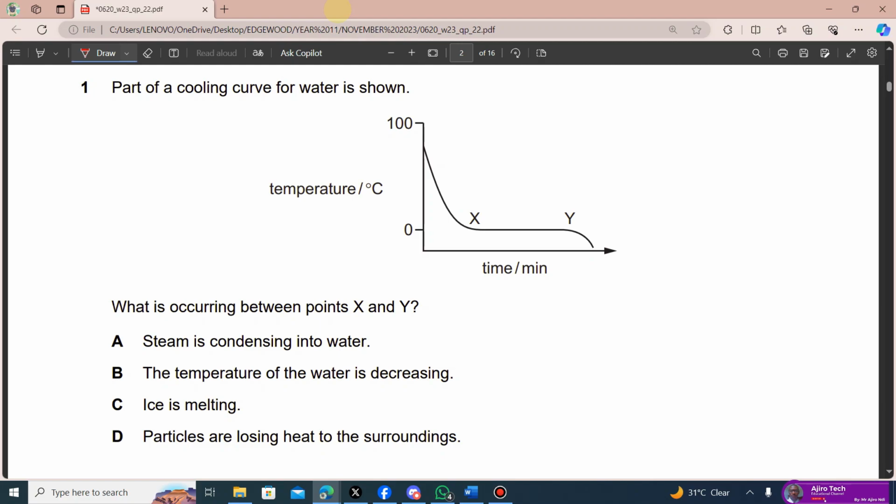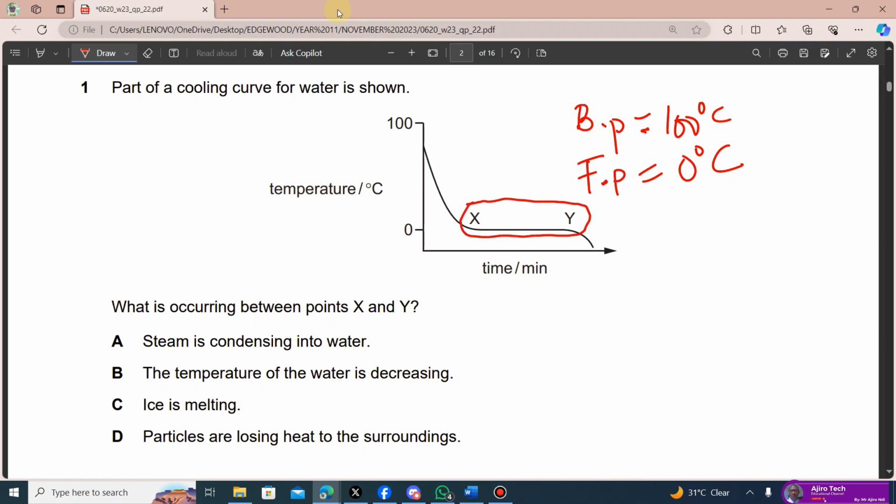Okay, so this is a cooling curve. We know that water boils at 100 degrees, so the boiling point of water is around 100 degrees Celsius, and the freezing point is around 0 degrees Celsius. It says what is occurring between points X and Y. You can see that between points X and Y, there is a steady line there. This shows you that the temperature is steady at that point.